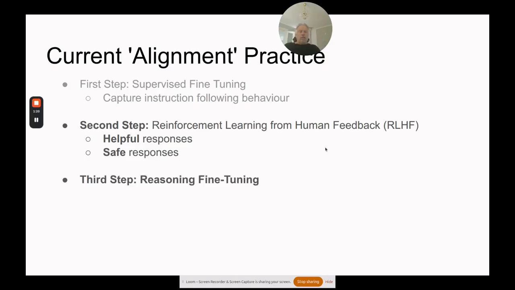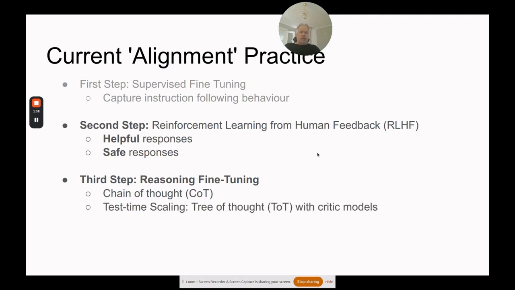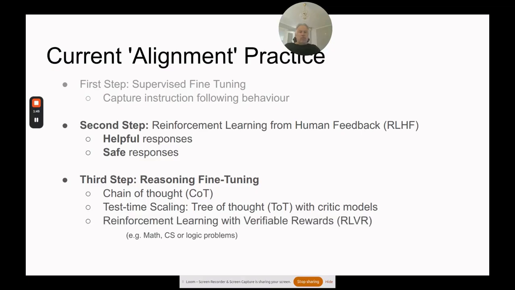So the third step is going to be reasoning fine-tuning. So bringing reasoning into making it into an LRM, large reasoning model. And the first thing we're going to look at is just this chain of thought. So there's some implicit reasoning capability in there. And then we're going to talk about tree of thought, where we can actually use this idea of critic models and test time scaling.